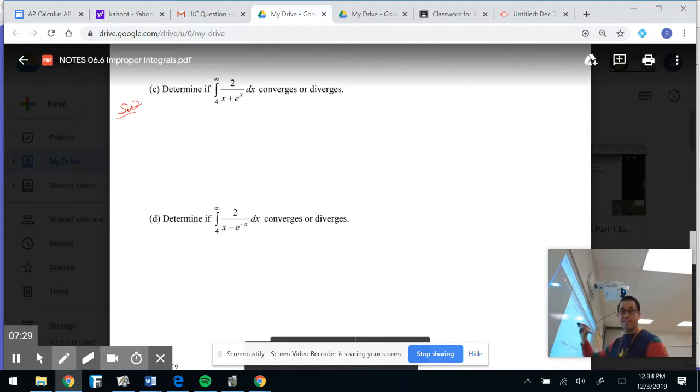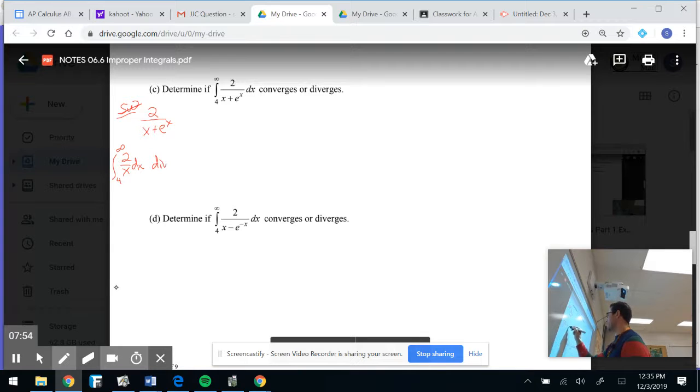And side work for this is investigation. Is that French? Investigation. Maybe that's French. I don't know. All right, here we go. I have to investigate 2 over x plus e to the x. Well, that looks like a couple of things. That looks like 2 over x, which if I put an integral in front of that, from 4 to infinity, would diverge. We could prove that, but we did it earlier, so I'm not doing it again.